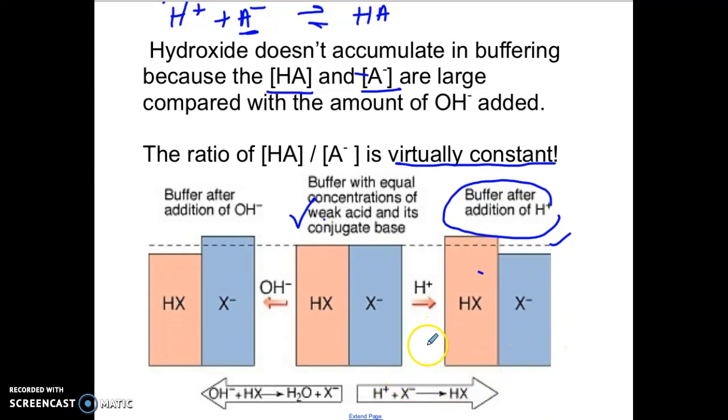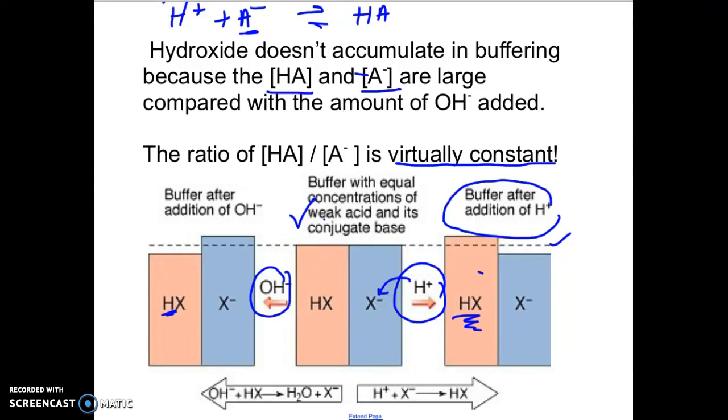It will basically absorb hydroxide, and when it's absorbing hydroxide, that OH is reacting with the acid to make water, as you can see here in this equation, or it will absorb the H+, where that H+ is reacting with the conjugate base to make more acid. That's how a buffer works.